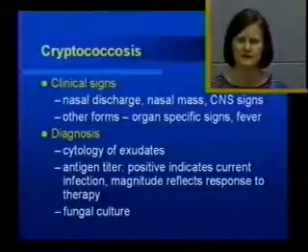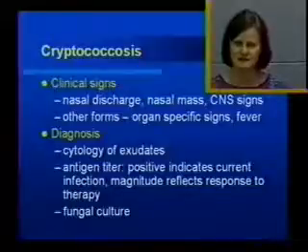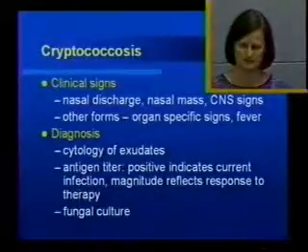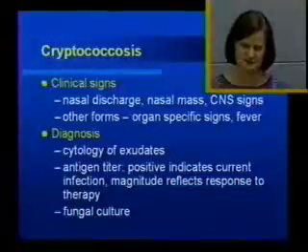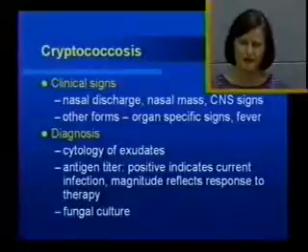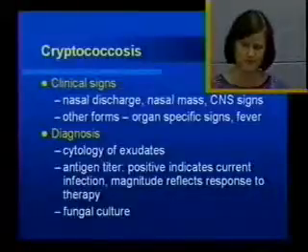Clinical signs typically are of the nasal form, so we get nasal discharge or a nasal mass, and then if it passes past the nasal cavity into the brain, we'll also see central nervous system signs. Other forms can occur depending on where in the cat and what organ is affected. Those cats may have fevers, although cats with the nasal form typically do not have a fever.